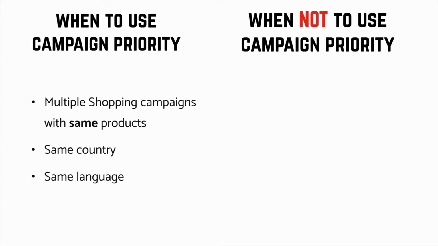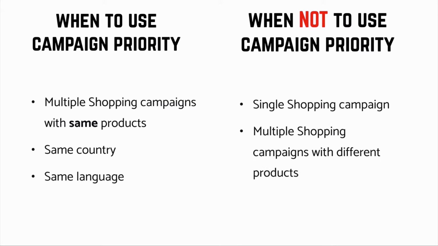When not to use campaign priority is if you've only got a single shopping campaign, setting a different priority won't make any difference. Or if you have multiple shopping campaigns, but they contain different products. So for example, you have a bestseller campaign with all your top sellers, which you're putting really aggressive bids on.